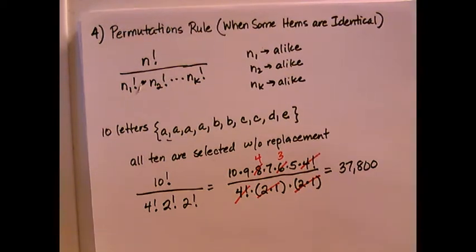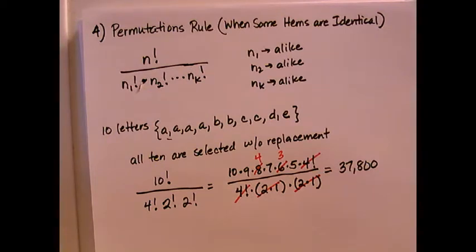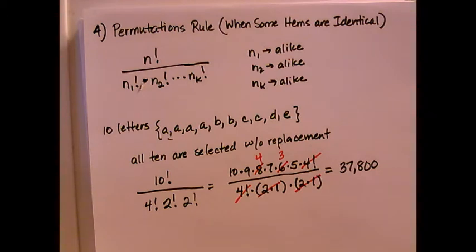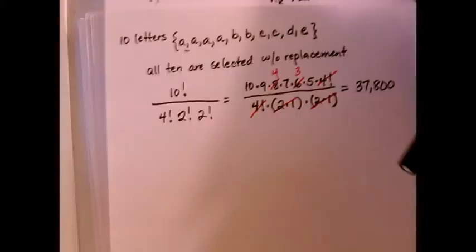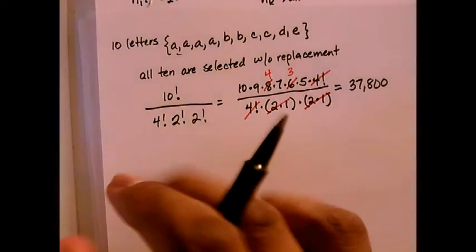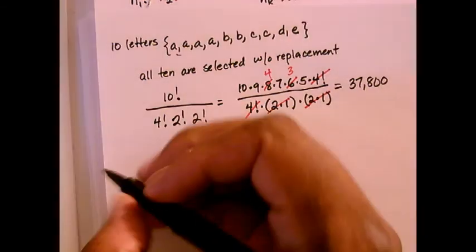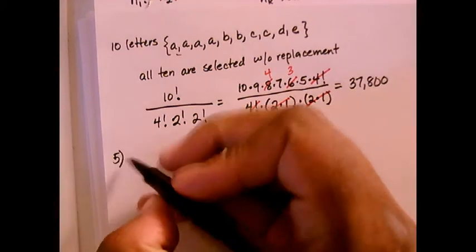Okay, so in this case here, the number of different permutations when you have some of the items that are identical would be 37,800. Okay, now later on in this video, we are going to be looking at some examples that are just related to this permutations rule number 4, when some of the items are identical. And then the last one is the combinations rule. This is number 5.